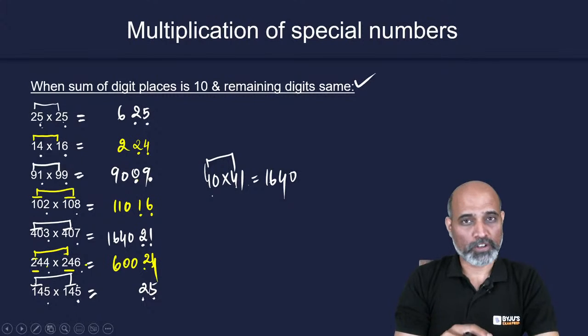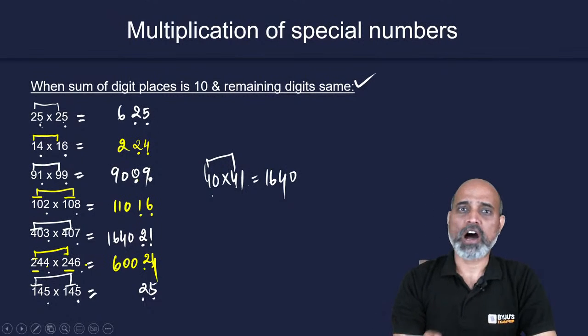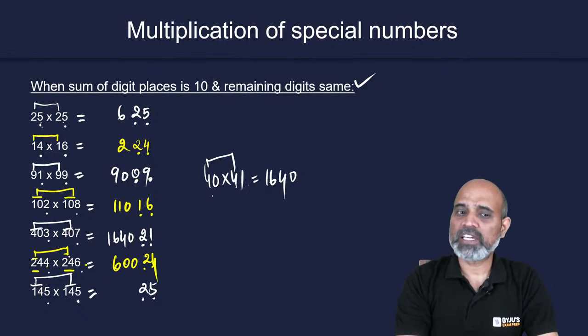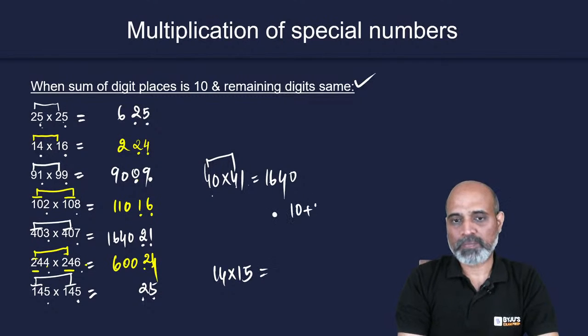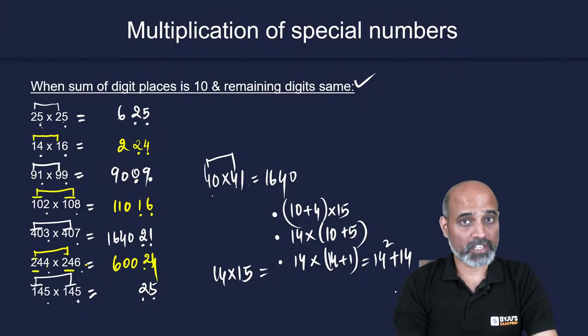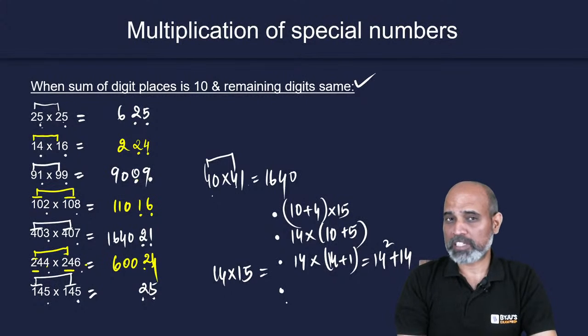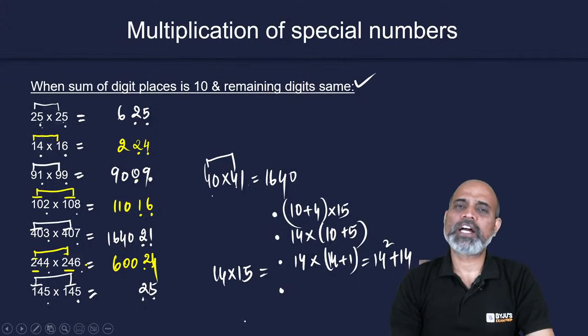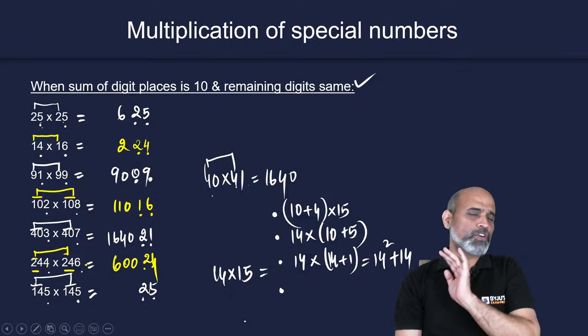So do you know what 14 into 15 is going to be? How are you going to break it? We will have to do the same thing as we did for 24 into 25. 14 into 15 को ना आप कर लो अलग अलग तरीके से. 10 plus 4 into 15 कर लो, या फिर 14 into 10 plus 5 कर लो, या फिर 14 into 14 plus 1 बोले तो 14 square plus 14 कर लो. स्क्वायर पता होने चाहिए ना. कहां तक के स्क्वायर्स पता होने चाहिए? 25. 1 square to 25 squares you should be very good with.